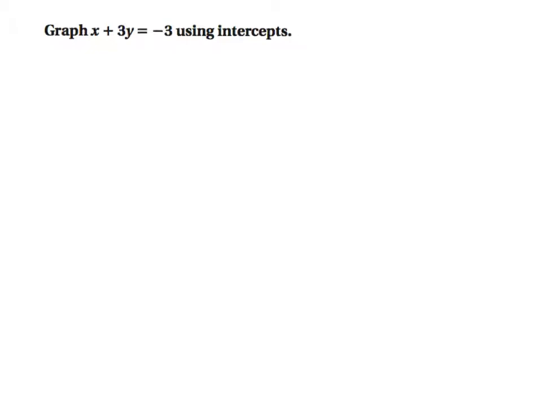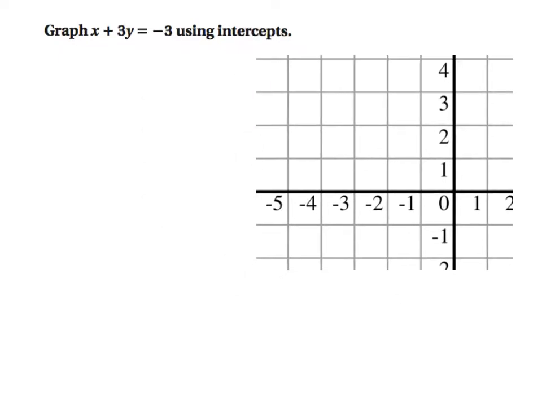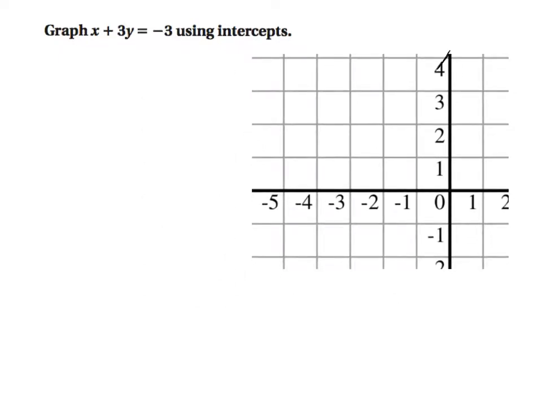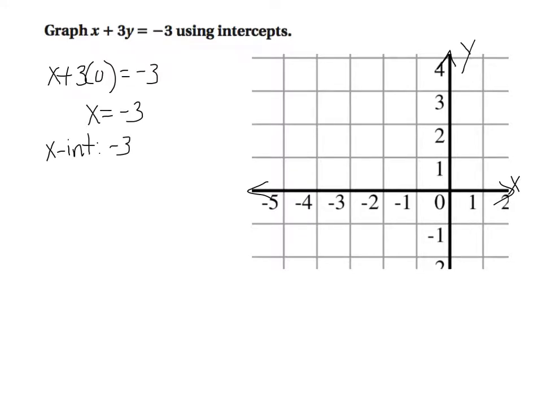How would I find the x-intercept? Good. You would plug in 0 for y. So let's do that. x plus 3 times 0 equals -3. So that will give you x equals -3. My x-intercept is -3. So I put a dot at -3 on the x-axis.